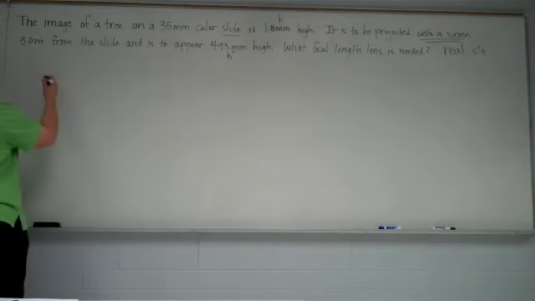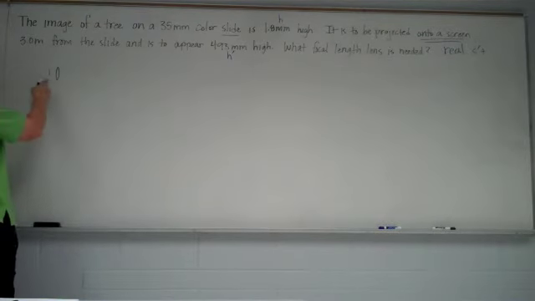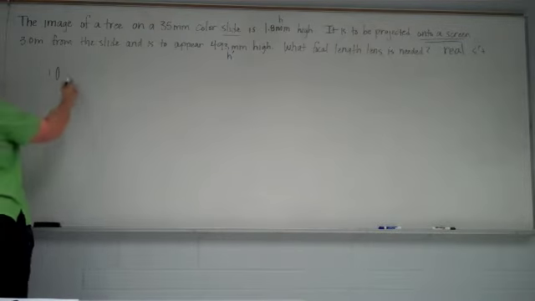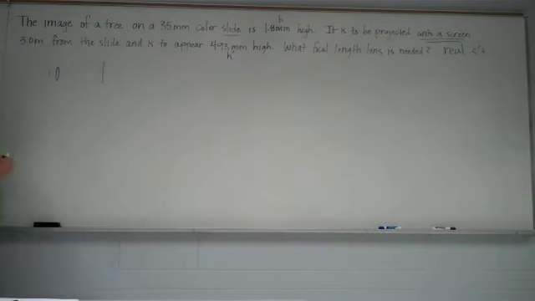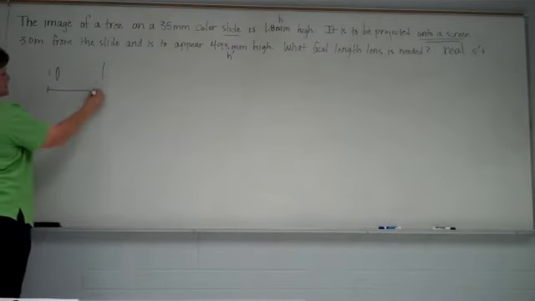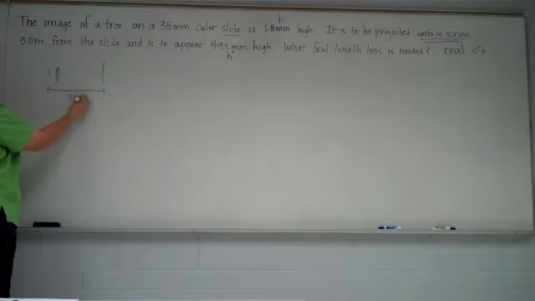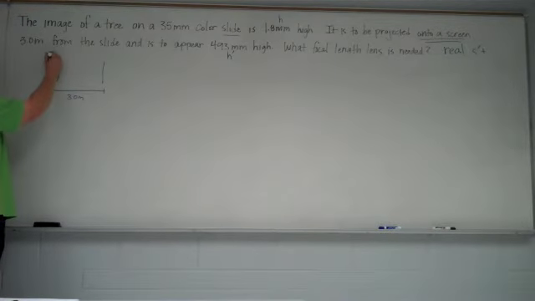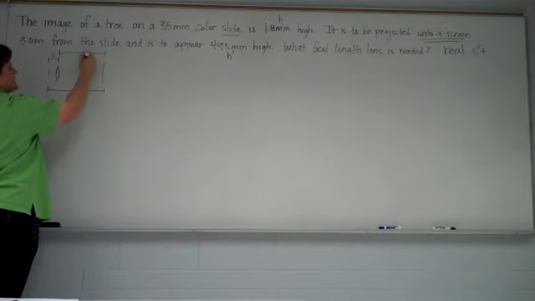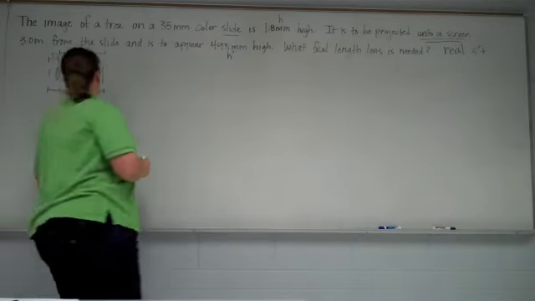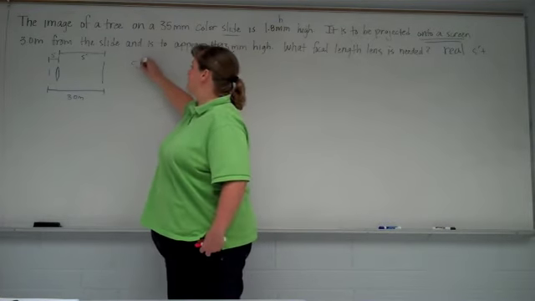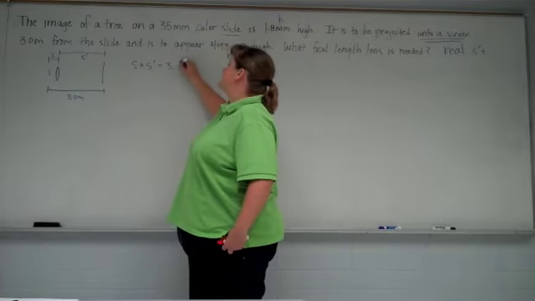Now, to sketch this out a little bit for you, our slide is here. There's light shining through it, goes through the lens, and then we get an image over here on a screen. The problem tells us that the distance between the slide and the screen is 3 meters. We know the distance from the object to the lens is S. The distance from the lens to the image is S prime. So this means that S plus S prime is 3 meters.